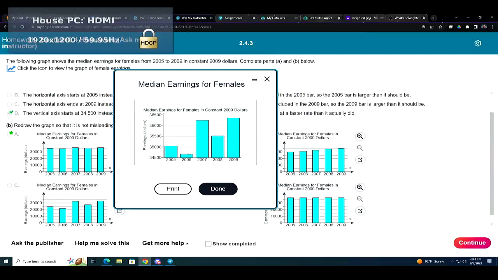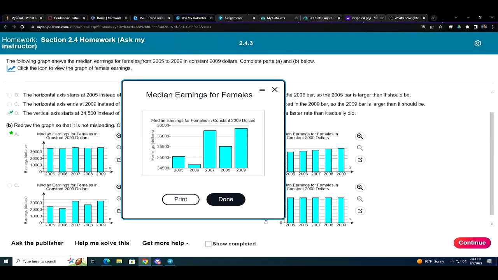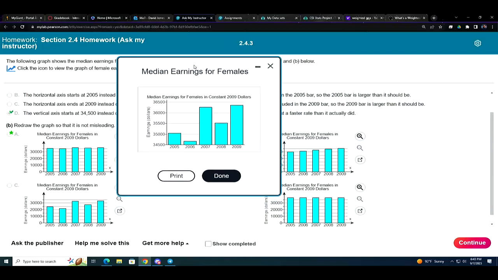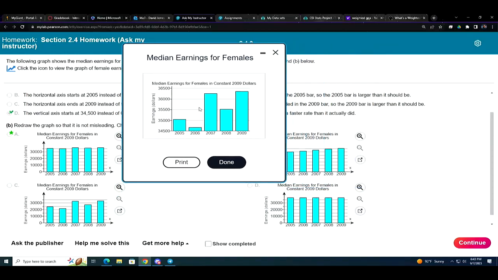so student asks. This is in 2.4. The following graph shows the median earnings for females from 2005 to 2009 in constant 2009 dollars. This means not accounting for inflation kind of thing. And then part B says redraw the graph so it's not misleading. So if I look at this, what's misleading about it? The lowest line starts at 34,500.